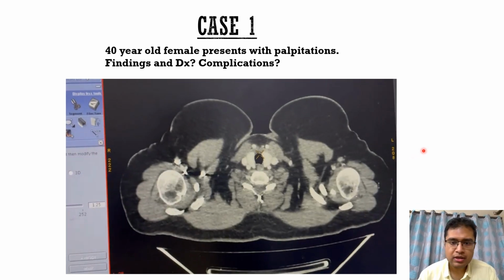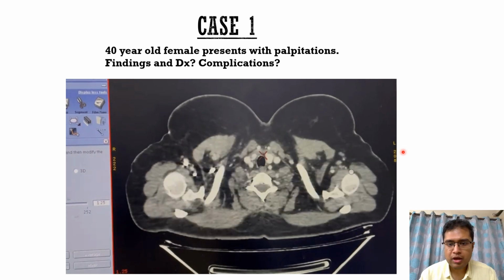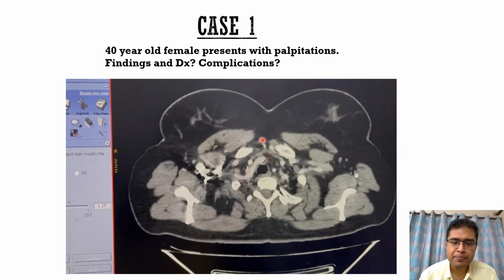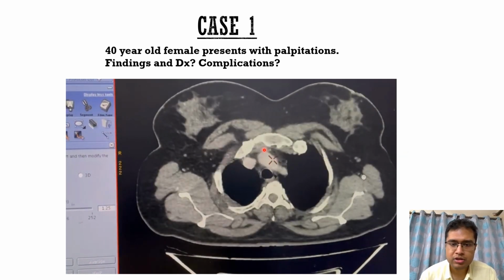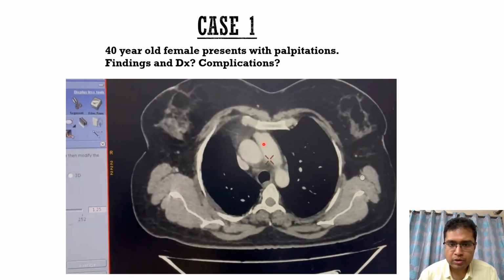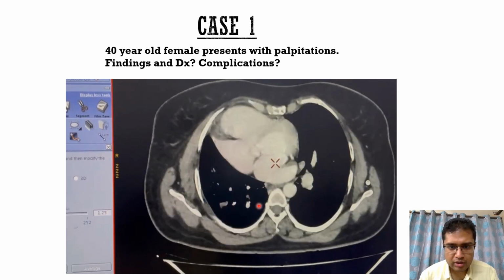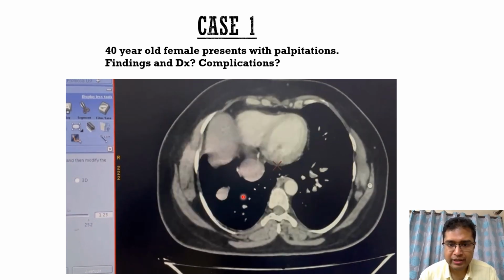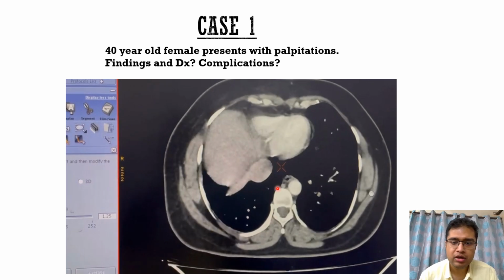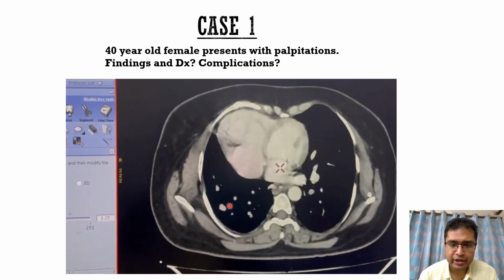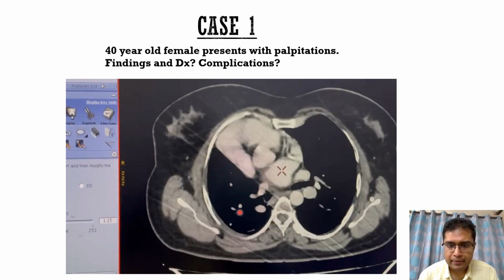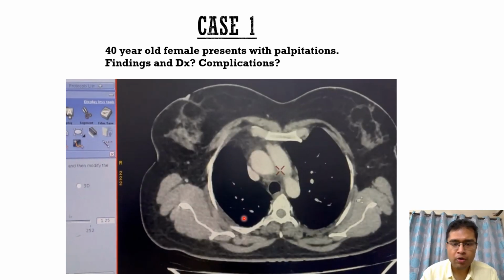So these are the CCT axial sections. I'm scrolling from cranial to caudal direction. The main pathology is in the mediastinal vascular structures. So this is the arch of aorta and this is the pulmonary artery. Here we can see that the left atrium, the right pulmonary veins are not seen draining into the left atrium. This dilated tortuous vessel is seen in the right lower lobe of the lung.